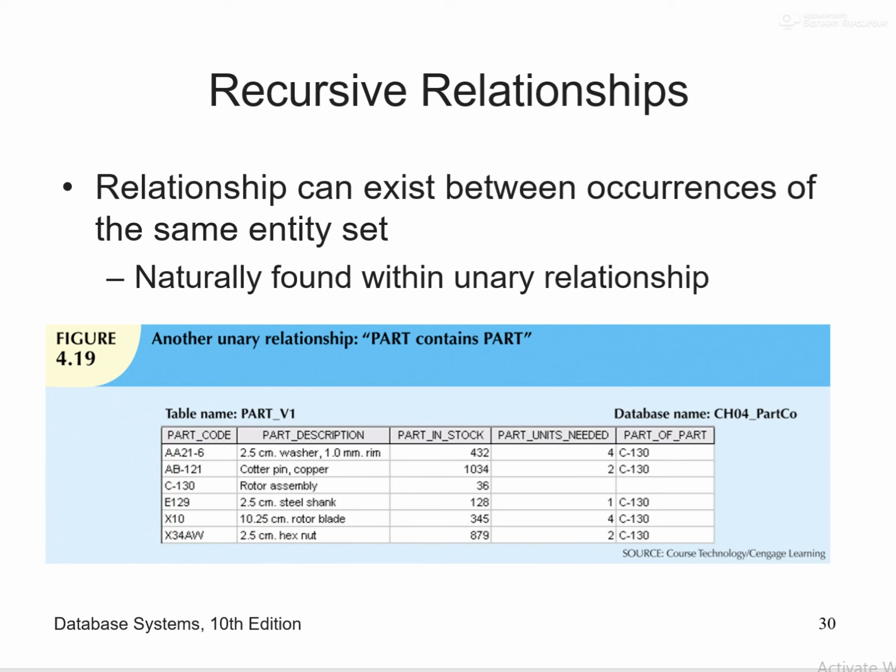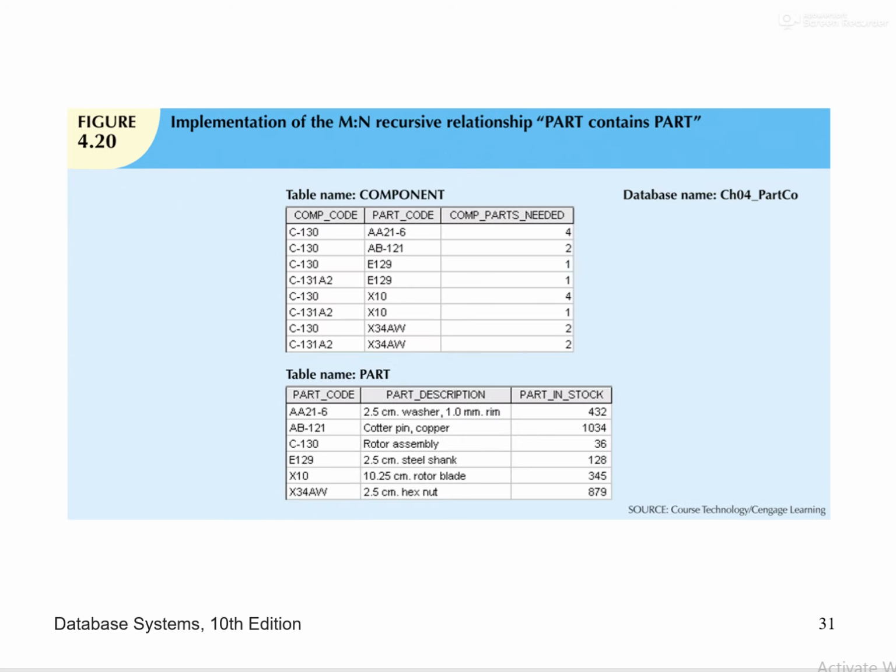So in that situation, if a part can be used to assemble several different kinds of other parts, and that part itself is composed of many parts, then two tables are required to implement this part contain part relationship. One table is not enough, so we need to break down this table into two tables as shown over here. Like we have now a component table and a part table.